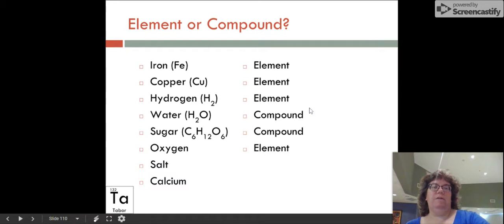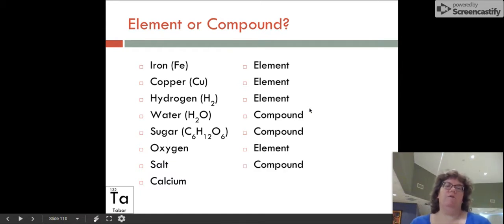Oxygen is an element. Salt is a compound. Sodium and chlorine is the most common type of salt. So it's made up of two elements. And then calcium is an element. You can find that on the periodic table. Ca is its abbreviation.